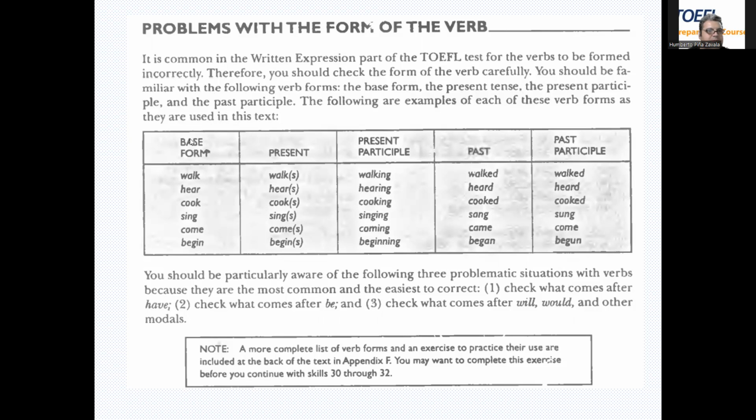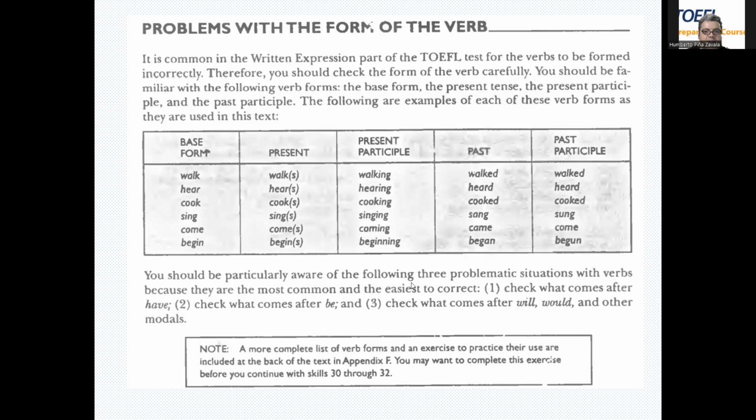See here the first column, the base form, present tense, third person, he walks, she walks. Present participle with ing, simple past tense, walked, heard, cooked, regular verbs, irregular verbs. And the past participle, walked, heard, cooked, sung, so it's different from the past tense, sang, sung. That happens mostly with irregular verbs. If it's a regular verb, it will be the same in the past as in the past participle.